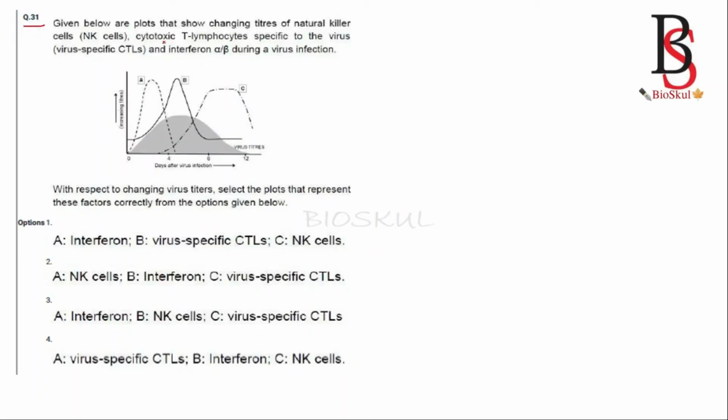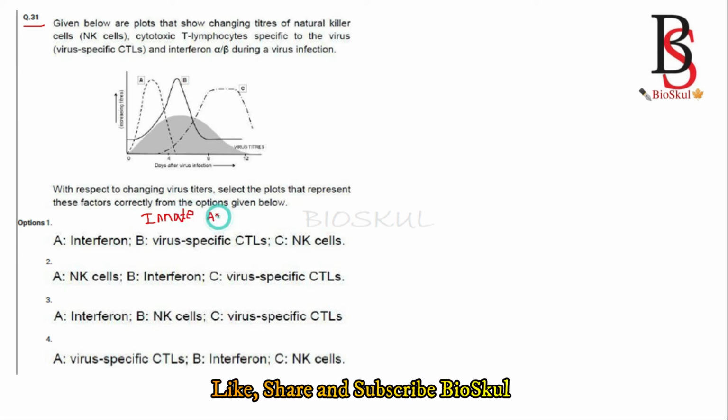Question number 31. Given below are plots that show changing titers of natural killer cells, cytotoxic T lymphocytes specific to the virus, and interferon alpha and beta during a virus infection. With respect to changing virus titers, select the plot that represents these factors correctly from the options given below. Okay, so let's consider if there is a virus infection. Then which immune system will first come into play? That is the innate immune system, followed by the adaptive immune system. First it will be the innate immune system, that is the non-specific, and then adaptive immunity, that is the specific immunity.